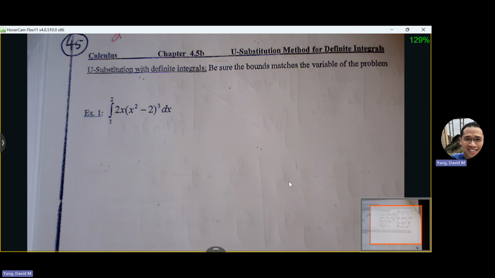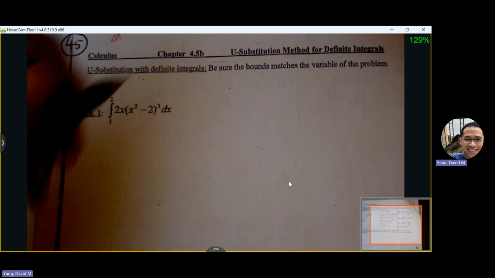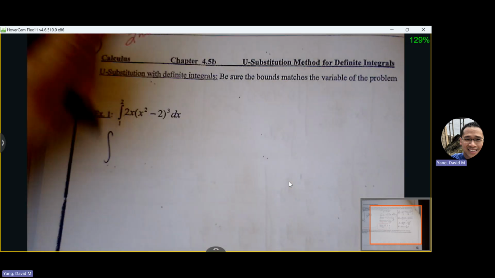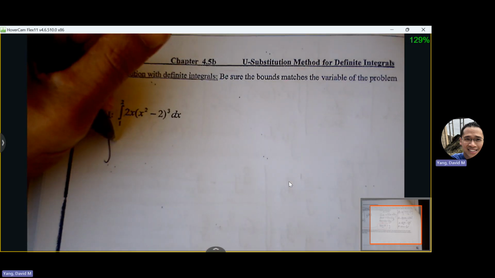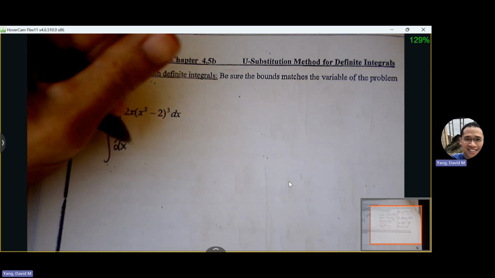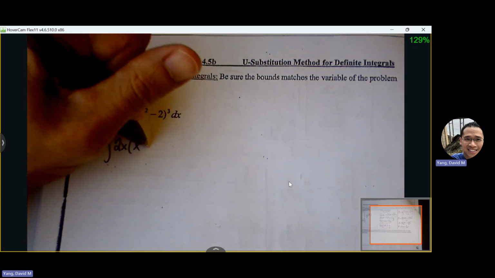So initially, we're going to ignore the bounds. We're just going to focus on the problem at hand. So let's just rewrite it without the bounds, so we can just focus on our initial task.